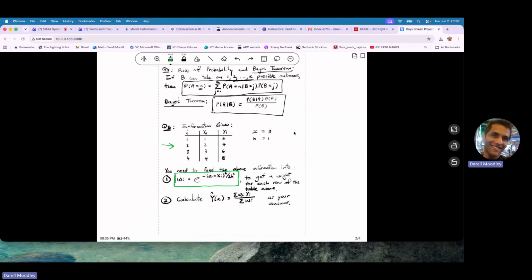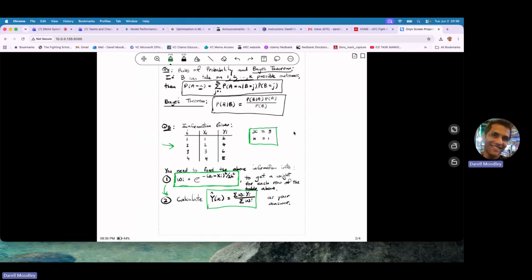Now you have all the values to use in this equation. It's given to you in your table and in the question. You're also given this additional piece of information here: x is equal to 3 and h is equal to 1. So you substitute these values into that formula and you'll get a weight value for each row. Once you have that, you can move on to the next step, which is using this equation, and this equation will give you the final answer.